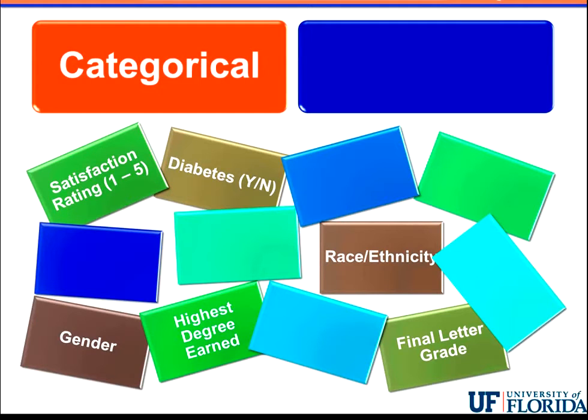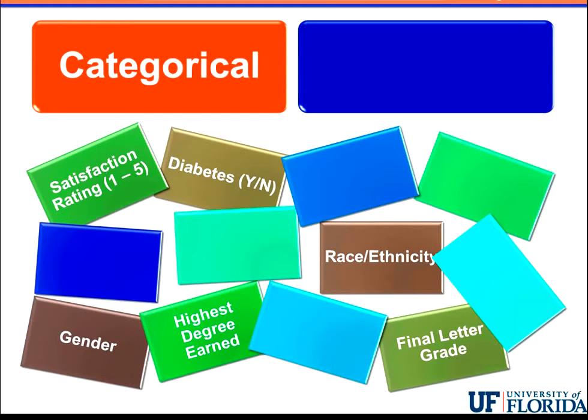The highest degree earned could be ambiguous, so let's assume it's generic in that it provides a list such as did not graduate high school, graduated high school, associate's degree, bachelor's degree, master's degree, higher than a master's degree. In such case, the highest degree earned and final letter grade would both have a natural order and would be classified as ordinal. Remember that nominal and ordinal are only choices for categorical variables.